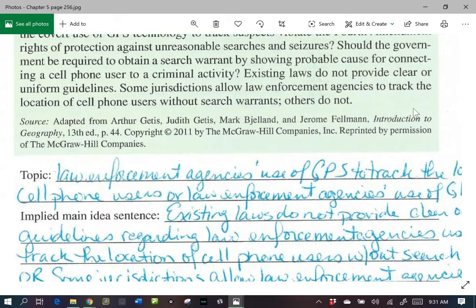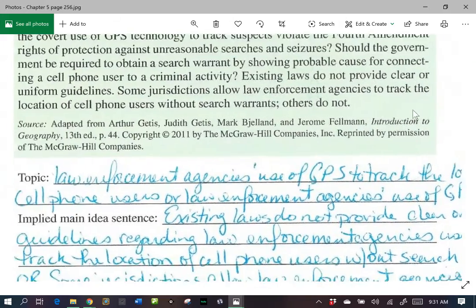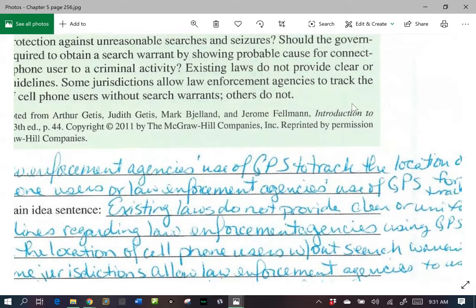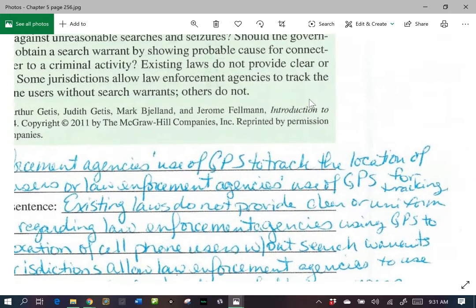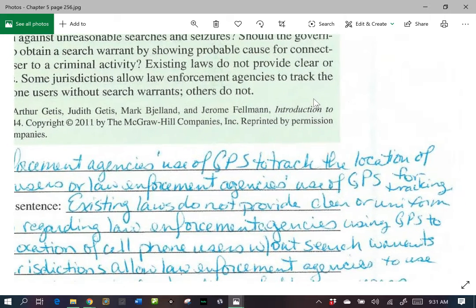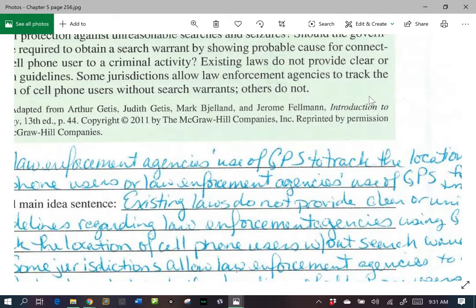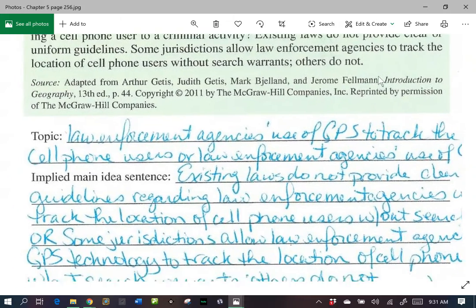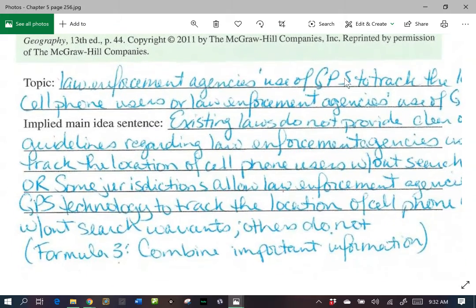All right, so here we have to ask ourselves, what is the topic? And here it's law enforcement agencies' use of GPS to track the location of cell phone users, okay? Or law enforcement agencies' use of GPS for tracking. All right, here, if you just said it was GPS, that's not completely right. Who are we talking about in use of GPS, okay? We could have easily said, grandma using GPS to get to Christmas dinner, but that's not what we're referring to here. So here, we need to take a look at what specifically they're talking about with law enforcement using GPS.